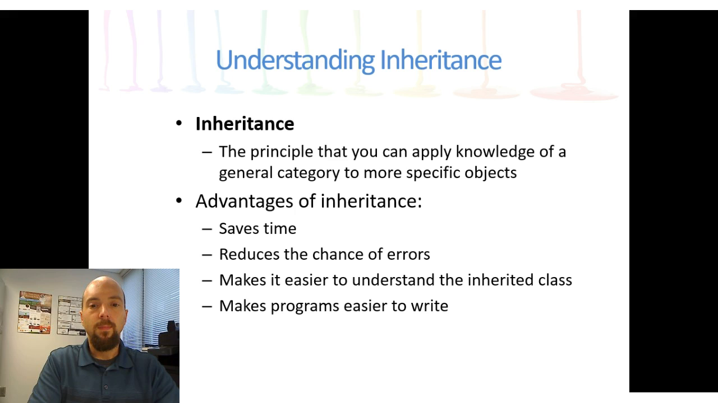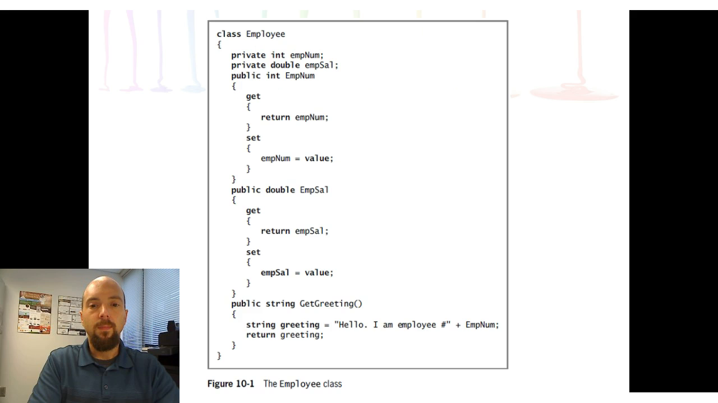But the whole point of this is to try to save some time. We want to get rid of having to recode the same thing over and over again. So the things that are shared amongst all of those classes would get put into the parent class, and then only the things that are different would get put into the derived classes.